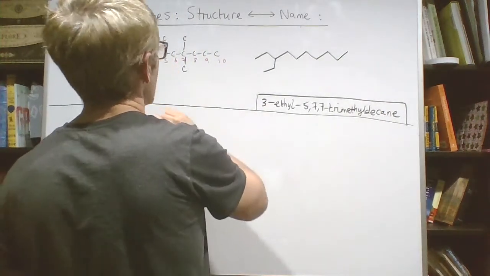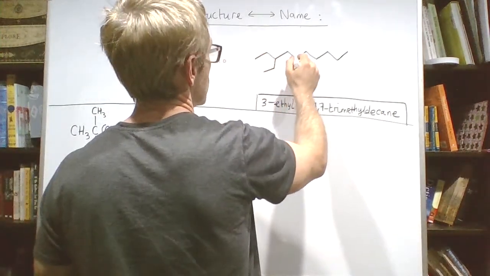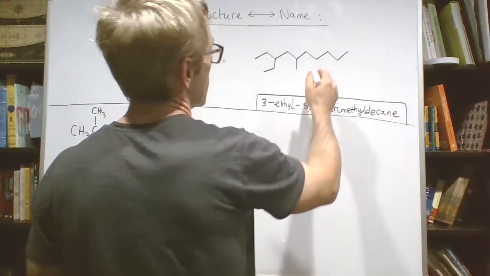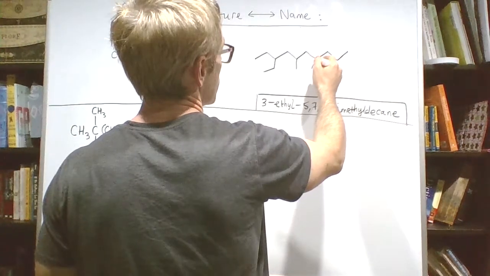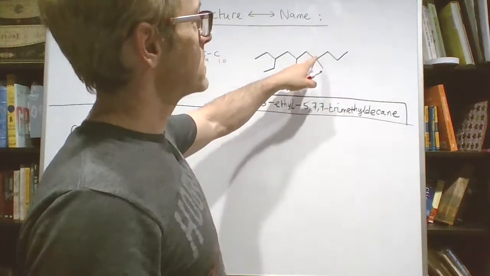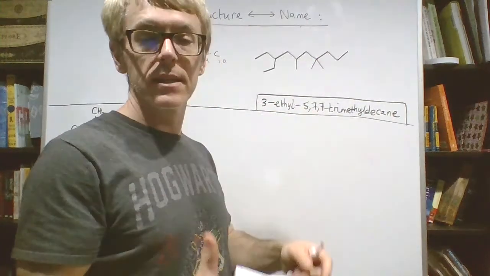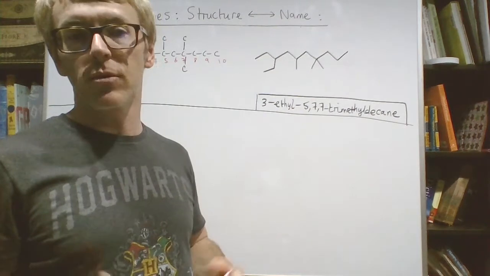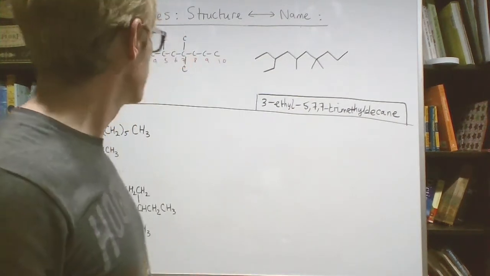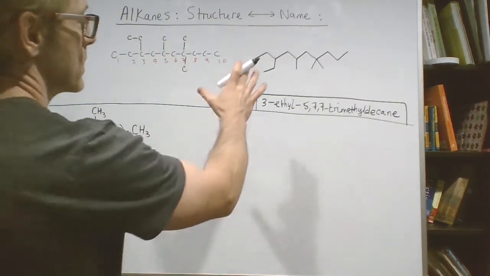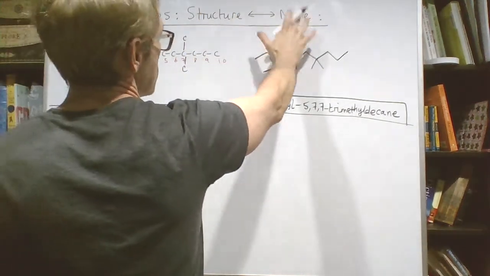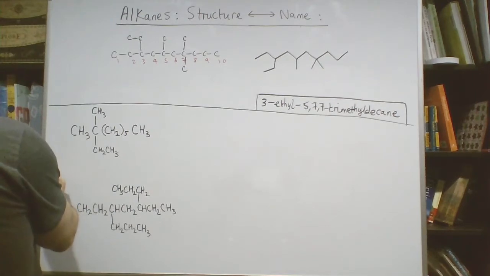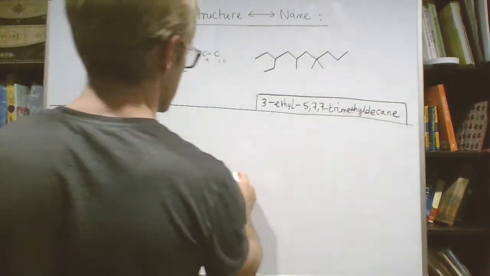On carbon 5, I have a methyl. And then on carbon 7, I have 2 methyls. On carbon 7, you have no choice but to deviate slightly from the honeycomb shape. But again, the honeycomb is a rule to live by, not a rule to die by. Okay, so structure to name, back to the structure. Let's have a go at the second example.